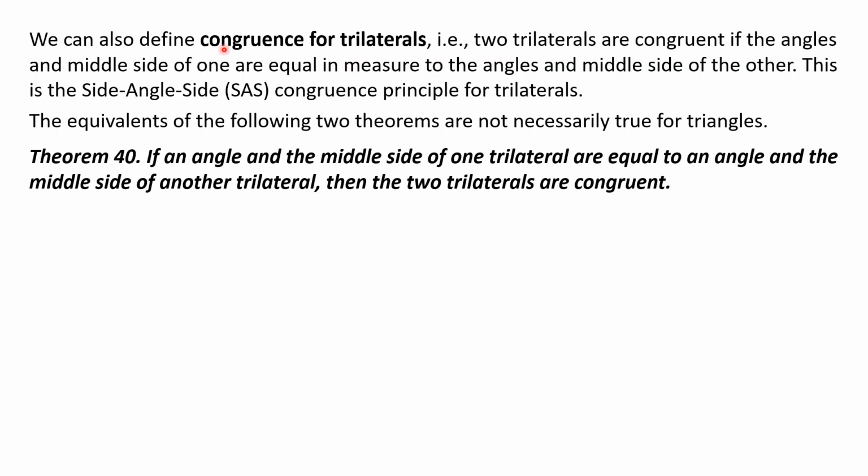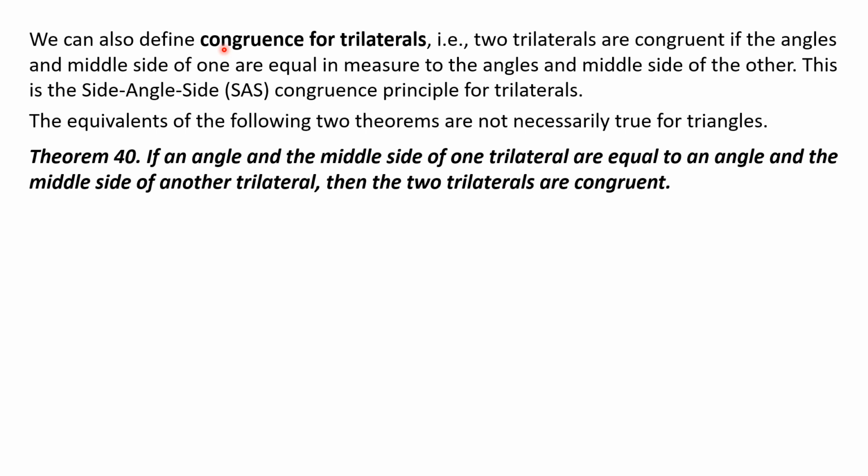We can also define congruence for trilaterals. Two trilaterals are congruent if the angles and middle side of one are equal in measure to the angles and middle side of another. When I say angles, I mean the inner angles. This is basically the side angle side congruence principle for trilaterals.